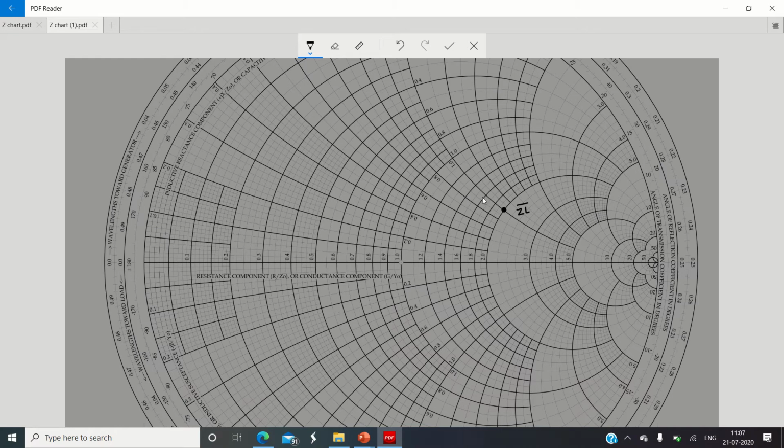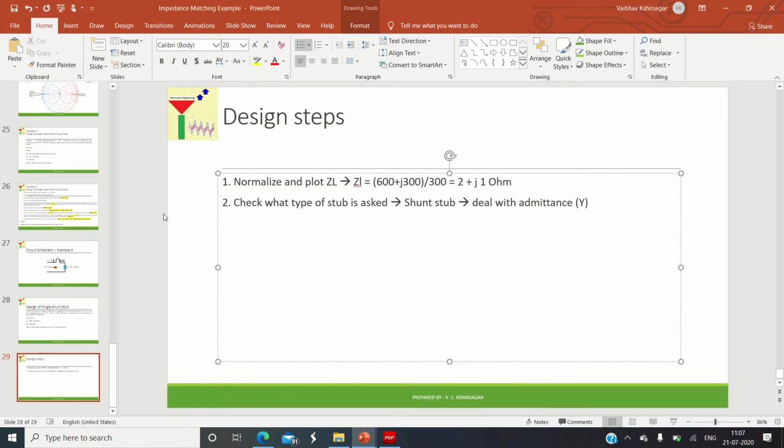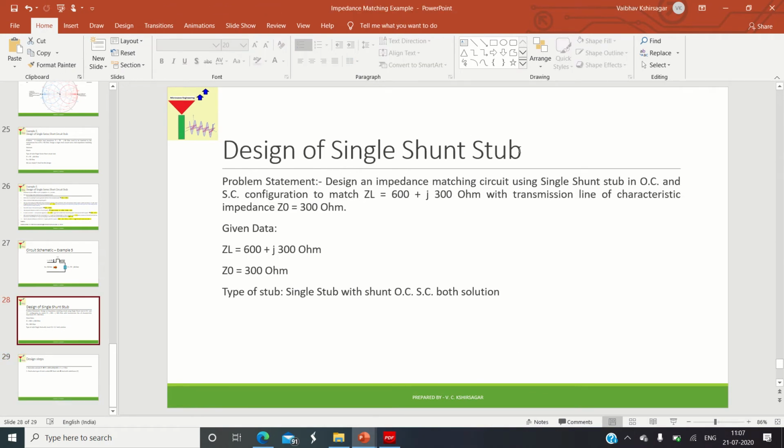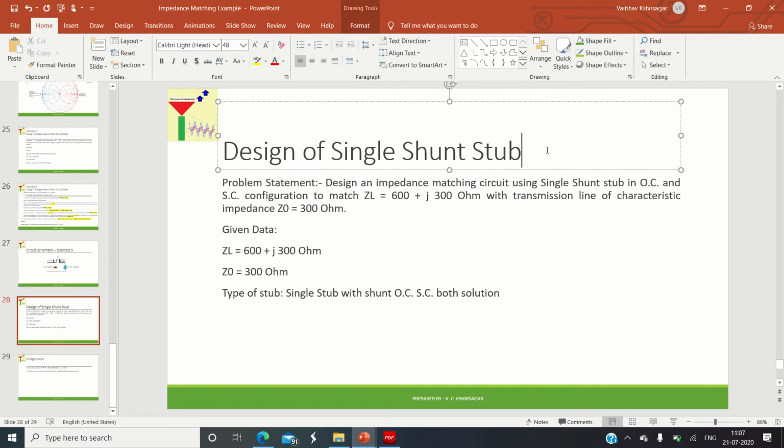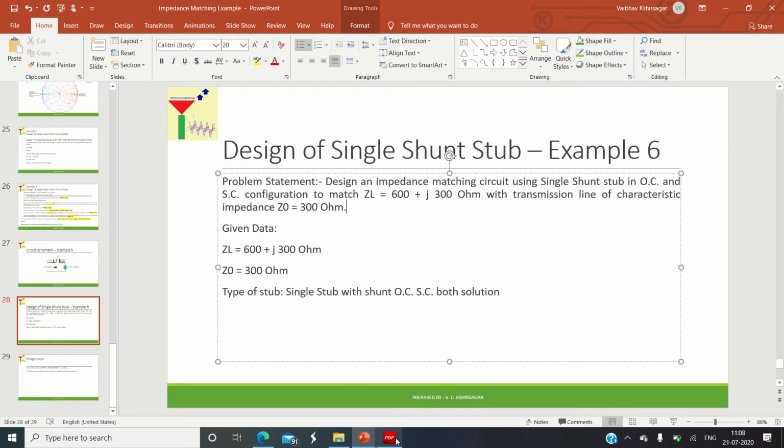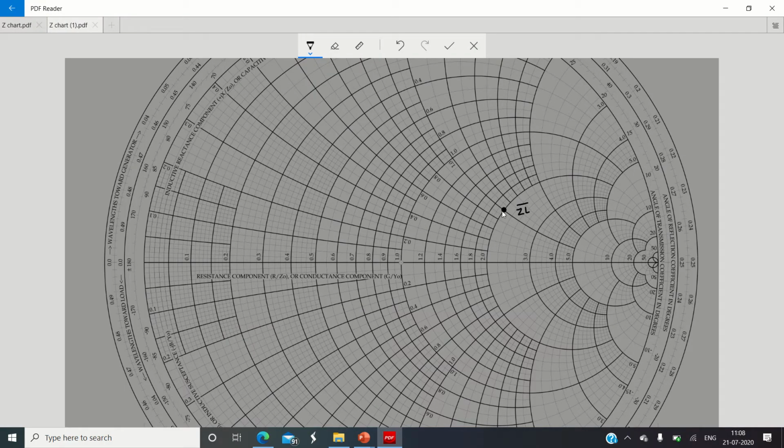Okay, so if on the other hand it had been a series stub, we would have utilized this ZL impedance directly. But now in this second example, we are going to design a parallel stub. Okay, so this is the design example number 6. So here I will write so that we can understand. This is example 6, right? So this is different. Okay, so what we plotted over here, we plotted the impedance and we want to design a parallel stub. So that's why the next step is to transform or convert this impedance into the corresponding admittance.